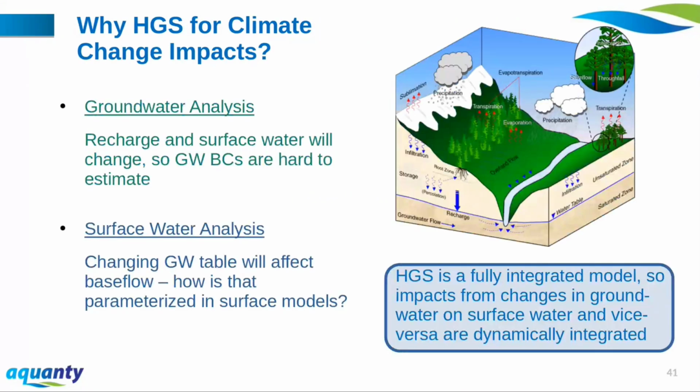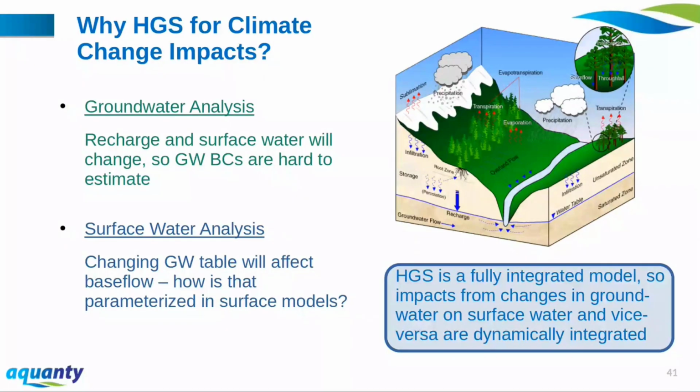Why do we recommend using HydroGeoSphere, or something similar like an integrated hydrological model, for climate change impact analysis? The main reason is, if you're interested in groundwater, you have to assume that the surface water is going to change as the climate changes. This means stream flow seasonality, but also recharge is going to change. So whatever you've estimated for recharge for the historical period is probably not valid anymore because precipitation and evapotranspiration will change. So you really need, if you're interested in climate change and impacts on groundwater, an integrated approach.